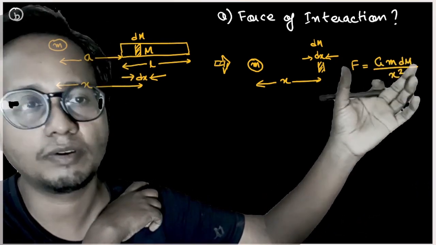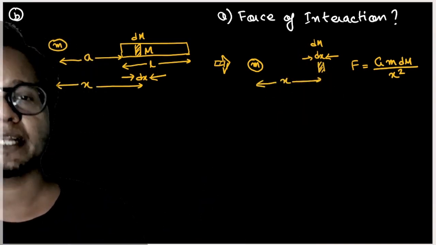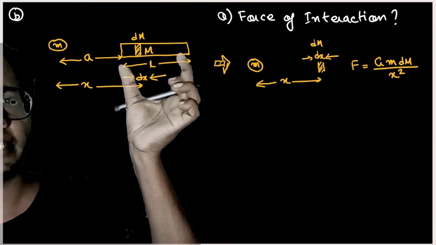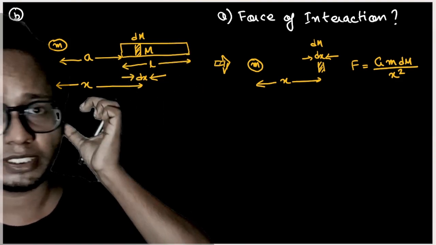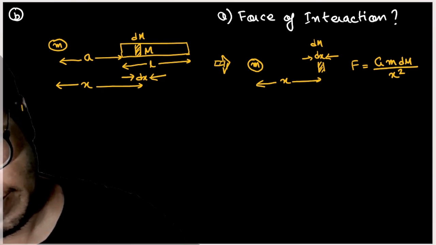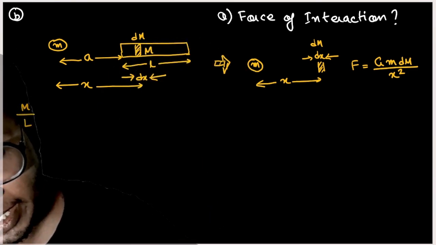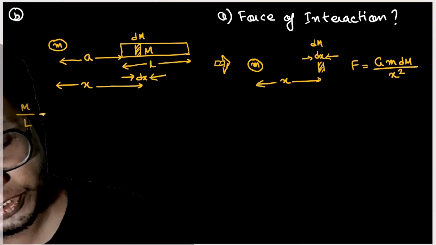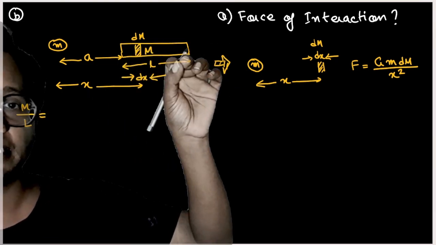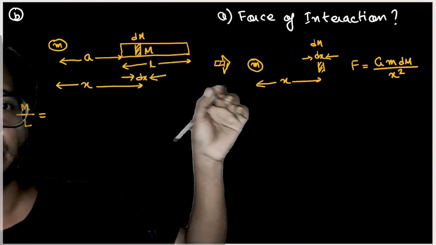Somehow you have to put this dm in terms of x and solve out the value. Now, in order to convert this dm in terms of dx, can I say the density of this rod throughout the rod is same? So if the linear density of the rod is same, can I say mass of the entire rod divided by length of the entire rod, which is the linear density, should be equal to the density of this elemental strip.